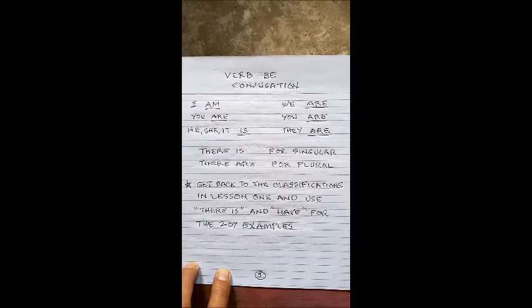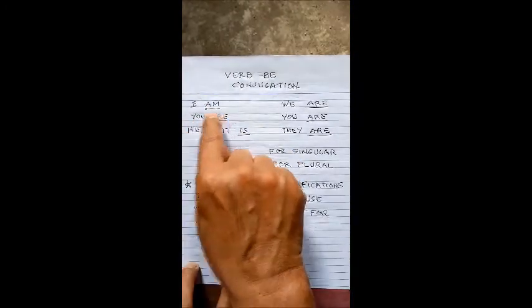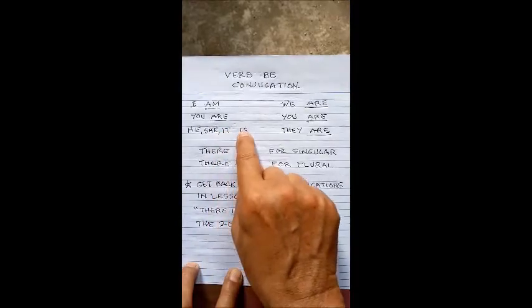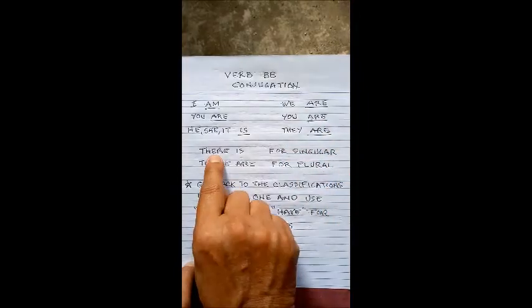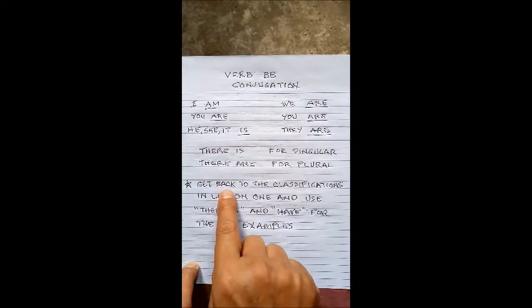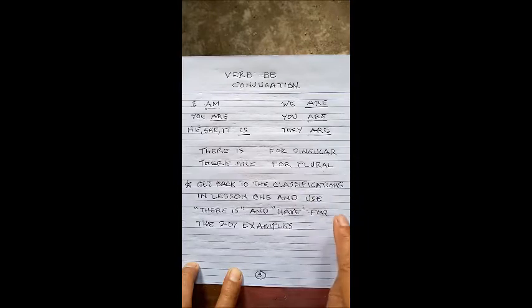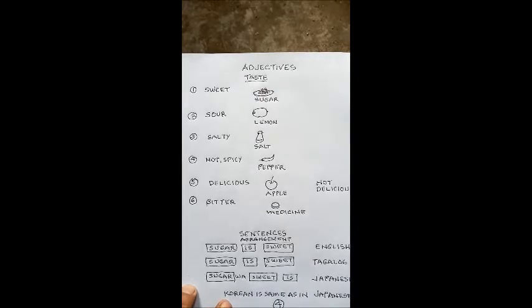So, we conjugate the verb be in English by saying I am. You are. He, she, it is. We are. You are. They are. There is for singular. There are for plural. Get back to the classifications in lesson 1 and use there is and have for 207 examples. Now, I shall introduce you to the adjectives.